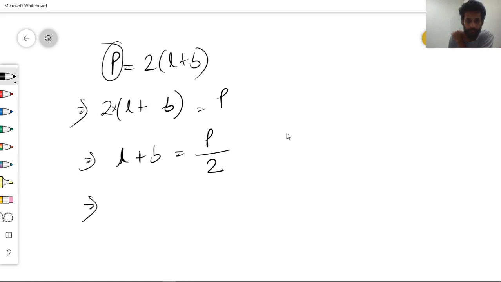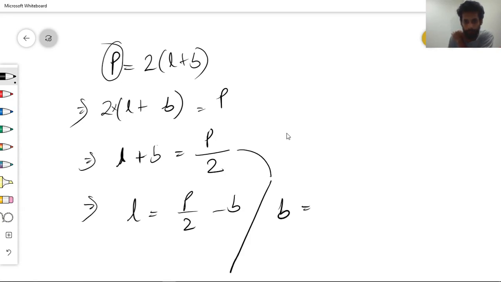Now if this B is given, I will take the B other side. If the L is given, I will take the L to the other side. Now whatever is given, I will take that to the other side. Whatever I have to find, I will keep that in one side. So let's say we need to find L. So it will be P by 2 minus B. Or if I need to find B, it will be B is equal to P by 2 minus L. This is how the formula came.